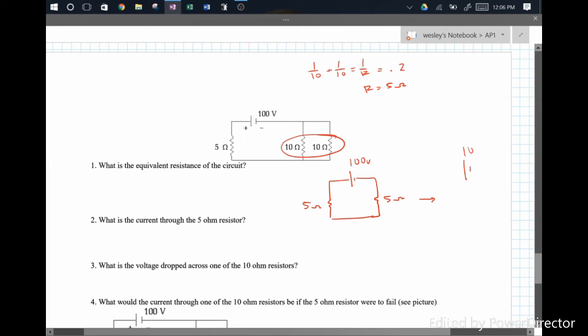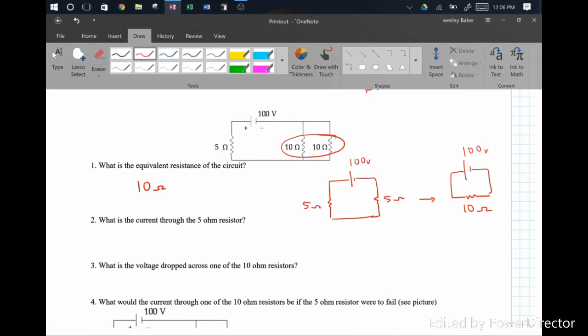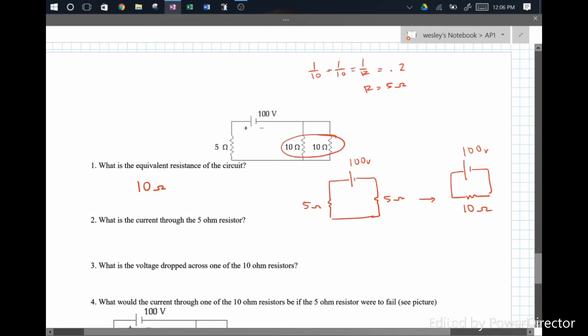And then looking at the equivalent resistance, we get 10 ohms. So the equivalent resistance of this circuit is 10 ohms. The current through the 5 ohm resistor, well, to get that, we need to see what's going on.